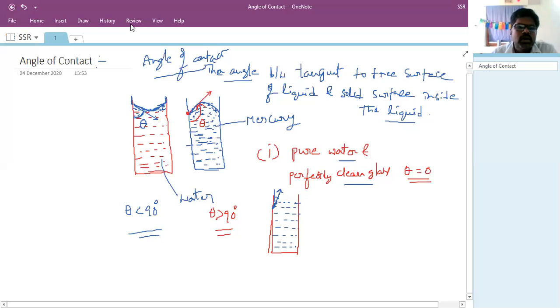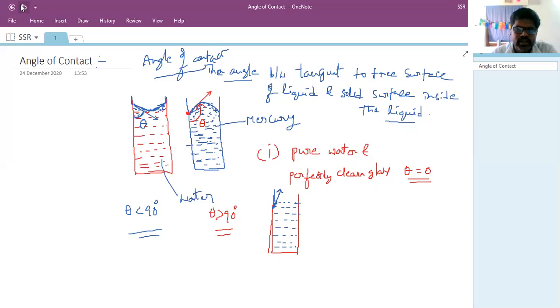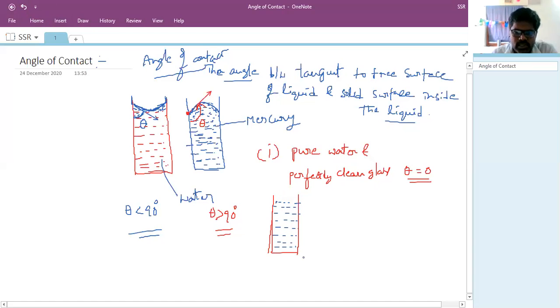That means outside I have taken the tangent; you can take it inside as well. Pure water and perfectly clean glass, so this tangent like this inside. This theta inside is 0.